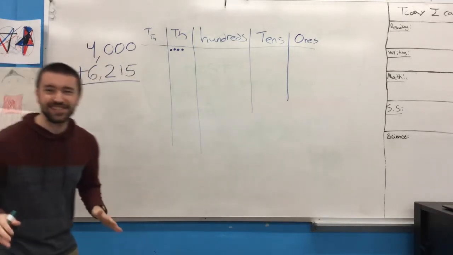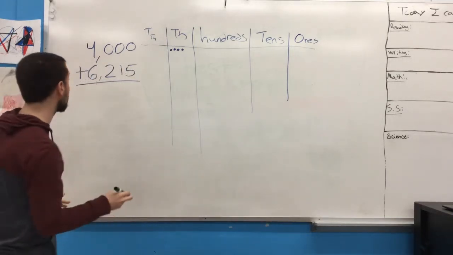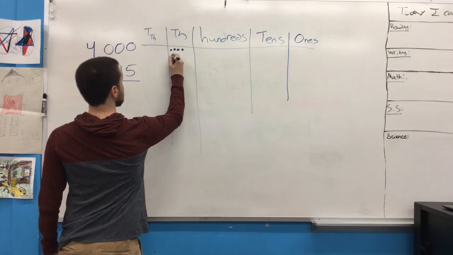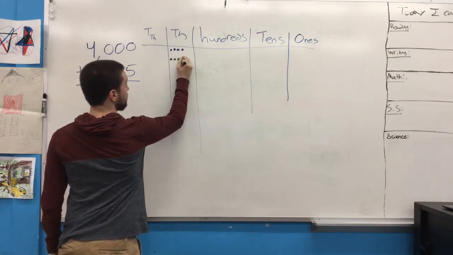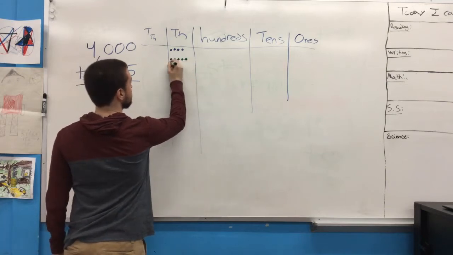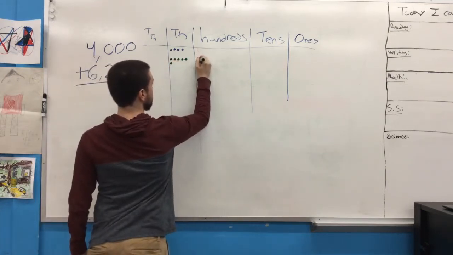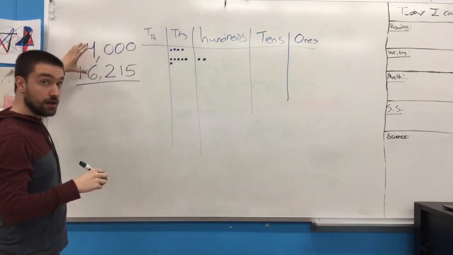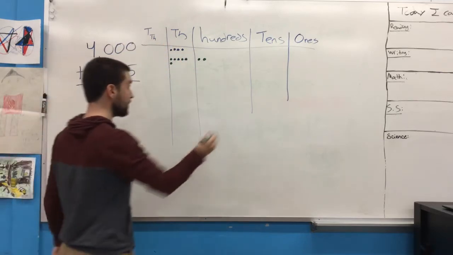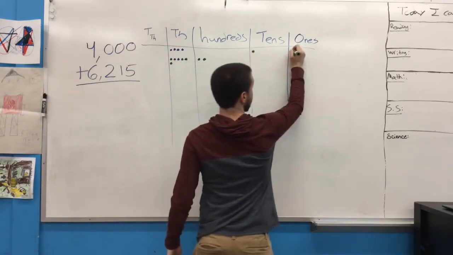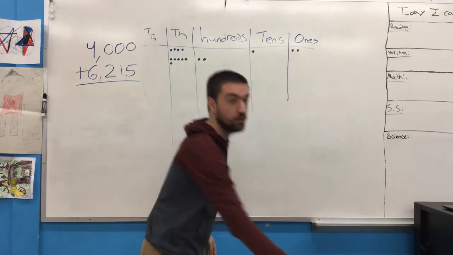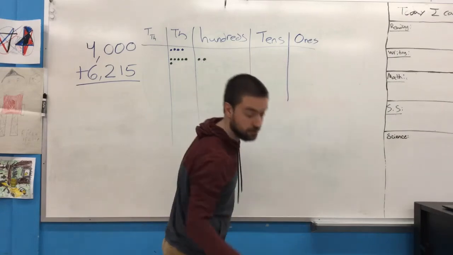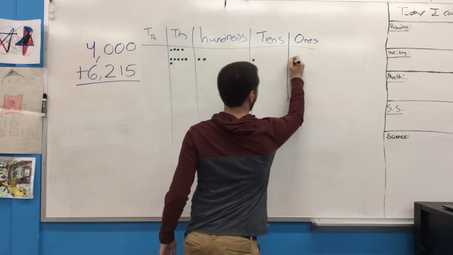So now I need to put my 6,215 into my place value chart. So I'm going to do 1, 2, 3, 4, 5, oh, sorry, 6 thousands. 2 hundreds. Notice how I'm keeping my numbers lined up just like I would in the standard form that I am here in the chart. I need 1 ten and 5 ones. Oops, and I already made a mistake after I said to line them up. See, even teachers make mistakes. We're all human. 1 ten, 5 ones.